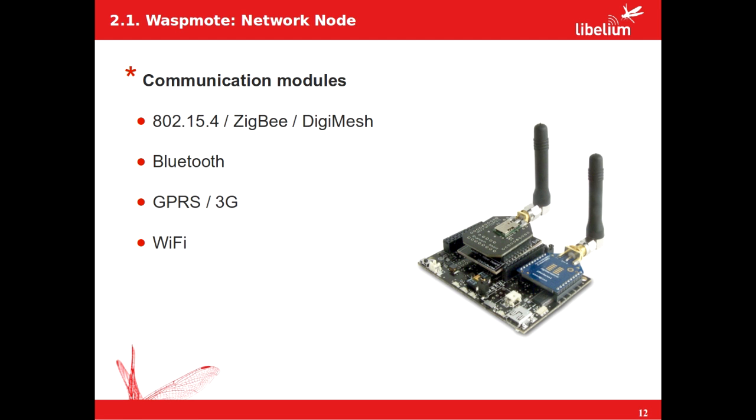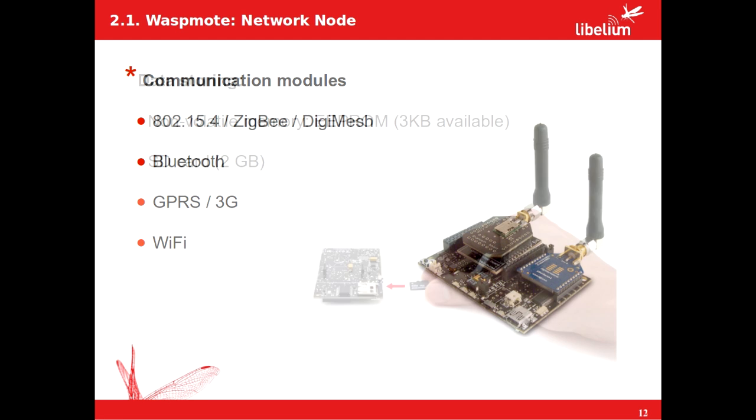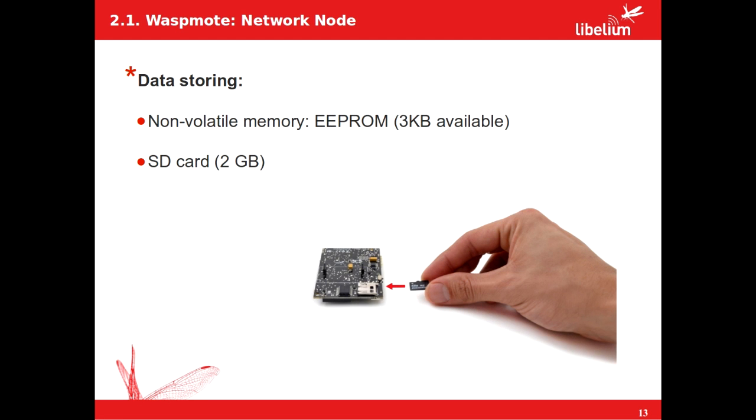Waspmote permits to use two communication modules at the same time. In the first place, you can see the XBee modules, 802.15.4, ZigBee and DigiMesh protocols. In second place, you can see the Bluetooth modules. In third place, the GPRS or the 3G modules. And finally, we have the Wi-Fi modules. In the case we want to store some data, we can use a non-volatile memory with some available space, or maybe we can use the SD card to store all the sensor values.